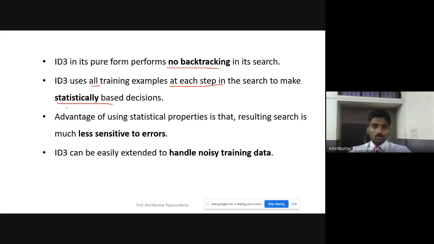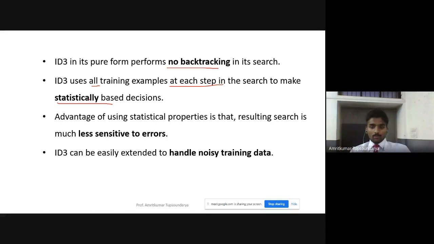As I already told you, statistically means the statistical procedure to compute the entropy as well as the information gain. Now, why do we have this approach, that is the statistical approach? The main advantage of using this statistical approach is that it results in less sensitivity to error, right? It is much less sensitive to errors.